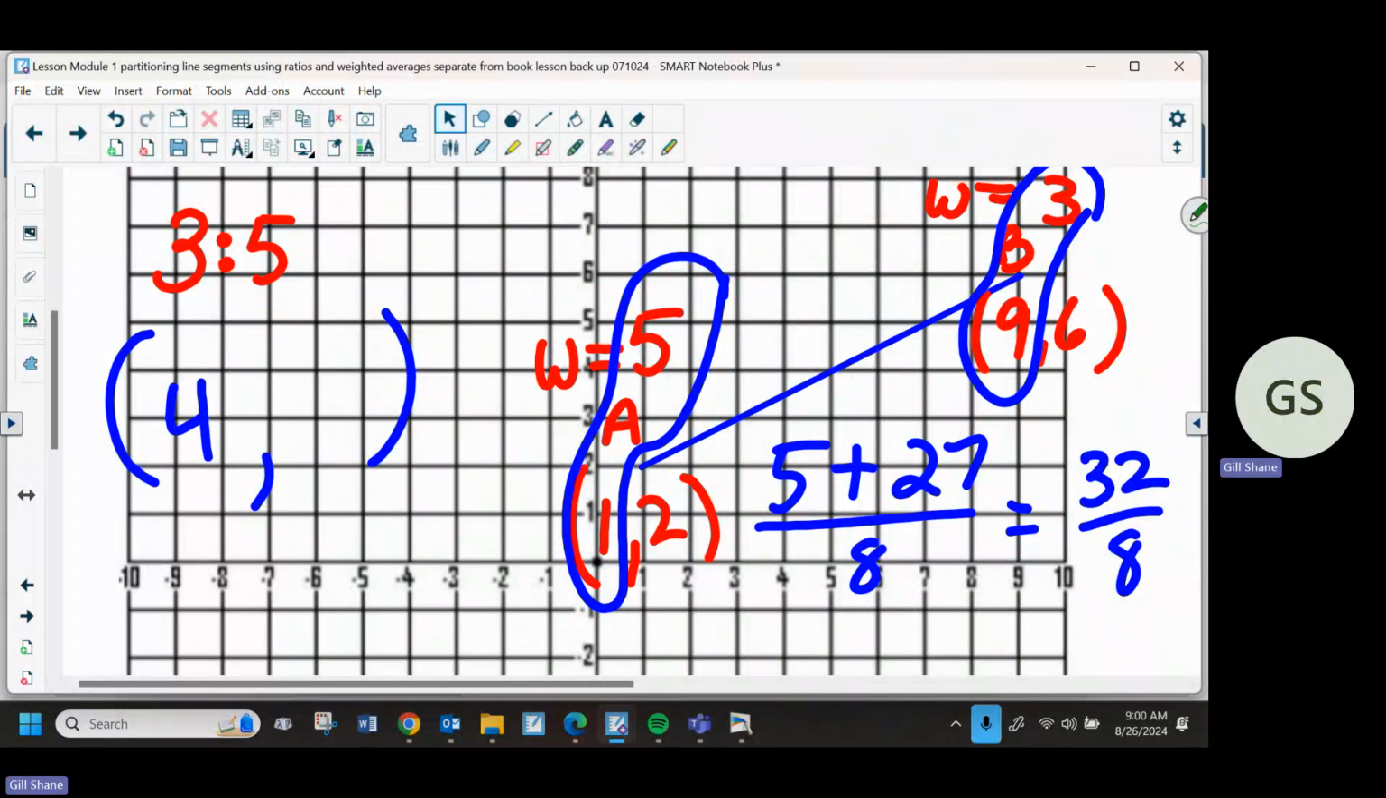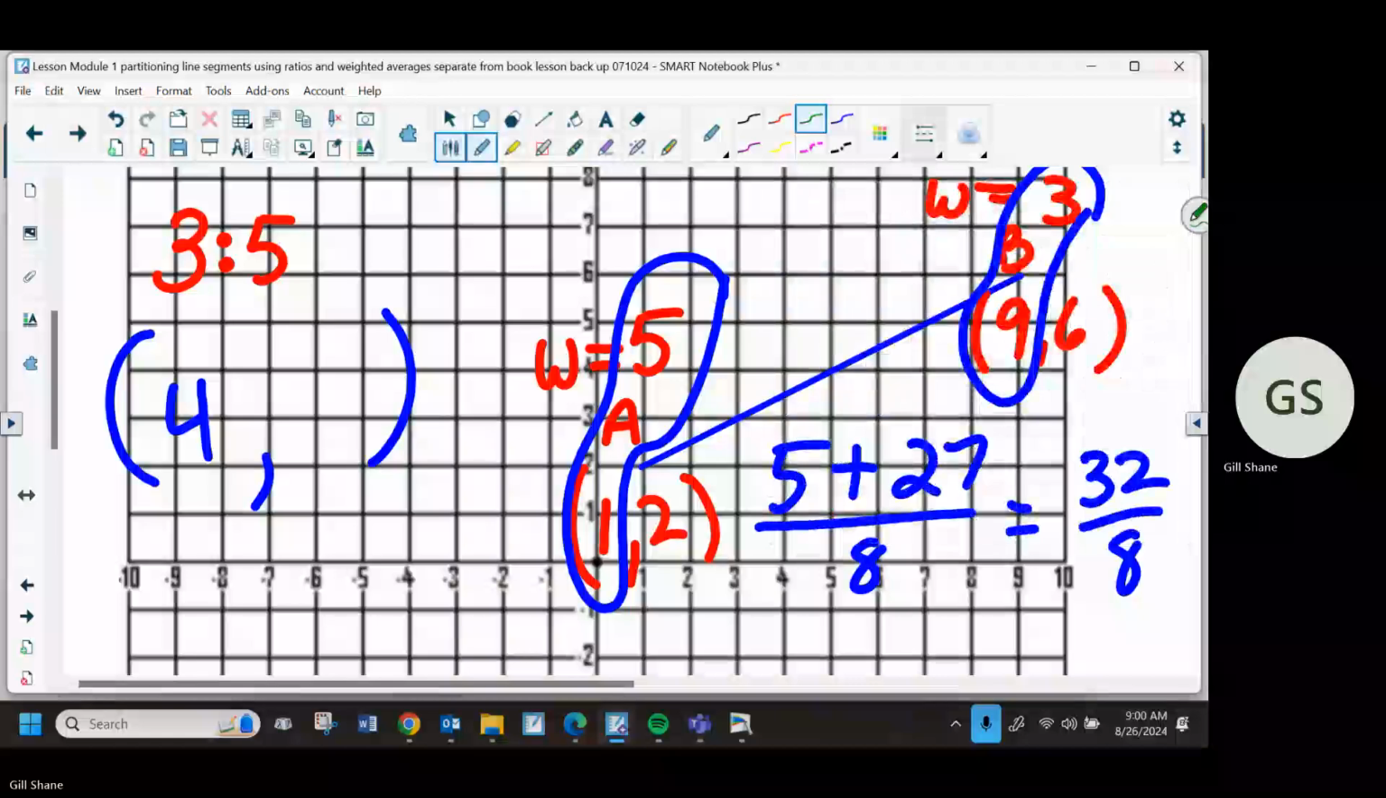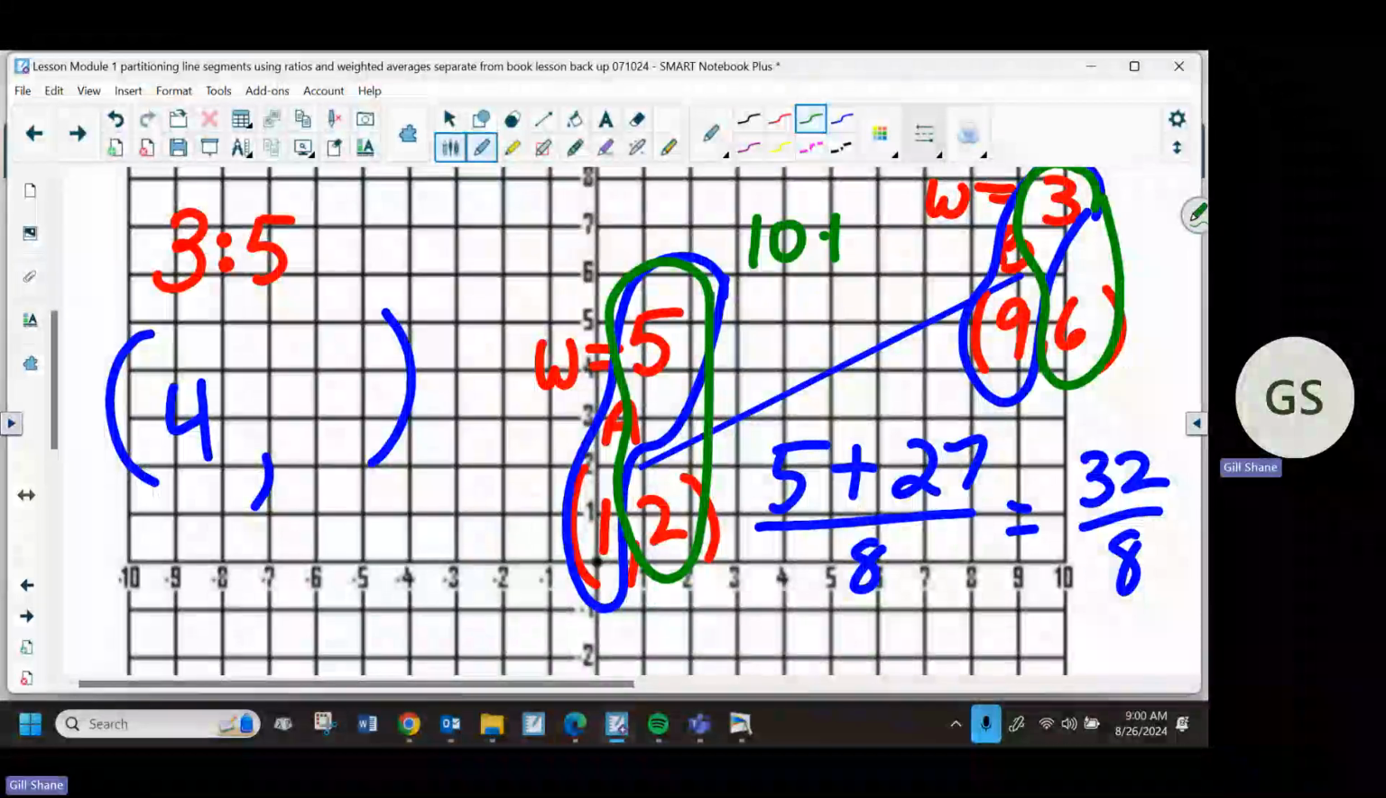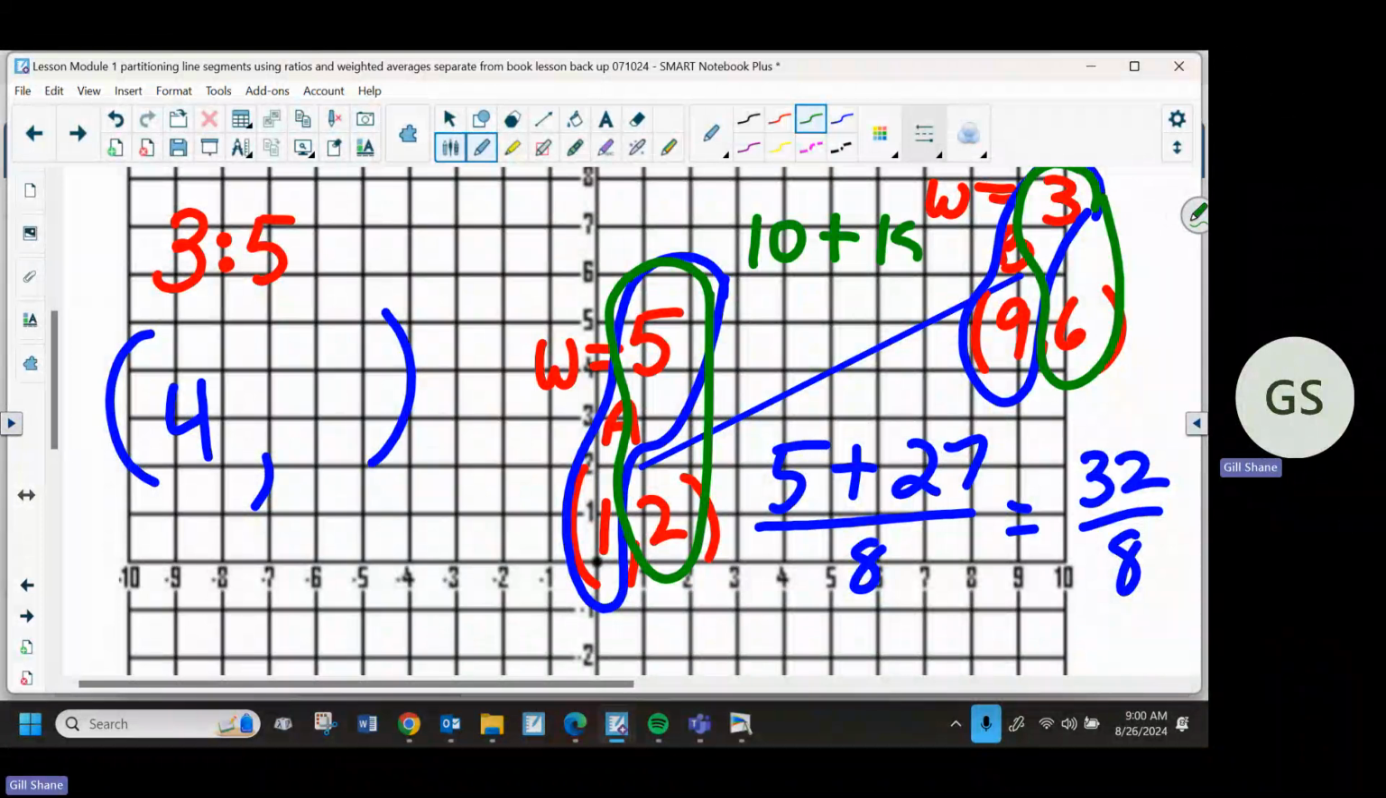Now, I do the exact same thing, I just do it with the y values. So there's the 5, the weight circled with the y value, the weight circled with the y value. 5 times 2 is 10, plus 3 times 6 is 18. I'll always have the same weights on the bottom when I do the y's, because the weights didn't change. Just now I'm using the y values. So 28 divided by 8 gives me 3.5 for my y. And we said, if I did it right, that better fall on the line.